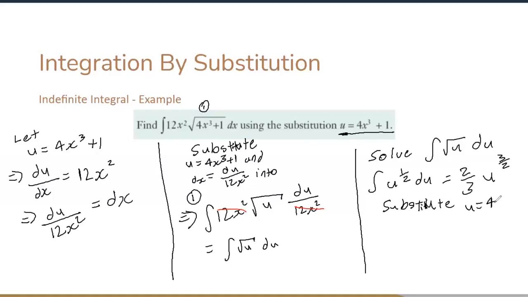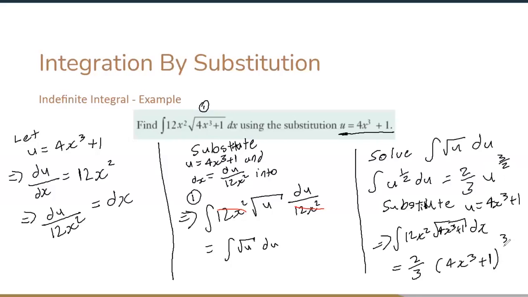u is equal to 4x cubed plus 1, which implies that the integral of 12x squared times the square root of 4x cubed plus 1 dx is equal to, and the final answer is going to be equal to this when we substitute back in our 4x cubed plus 1. So we get 2 on 3, bracket 4x cubed plus 1 to the power of 3 on 2.